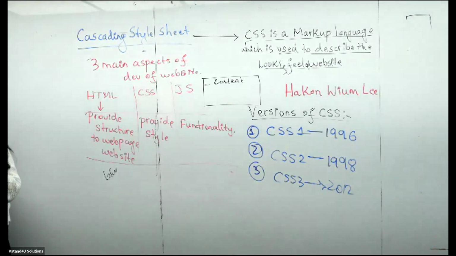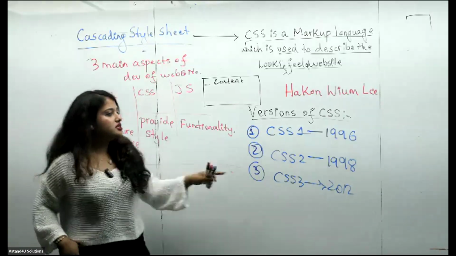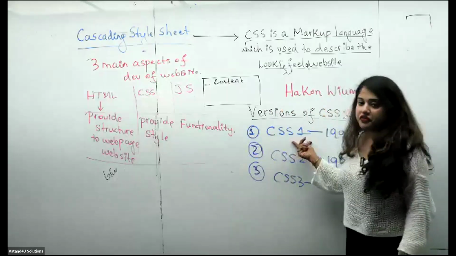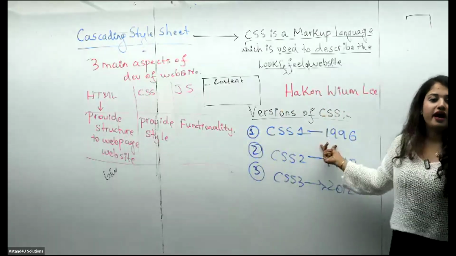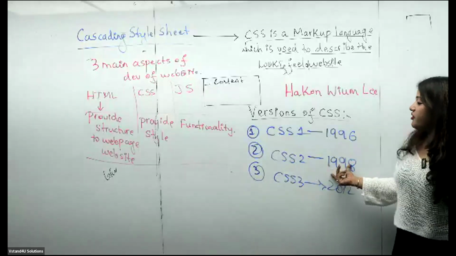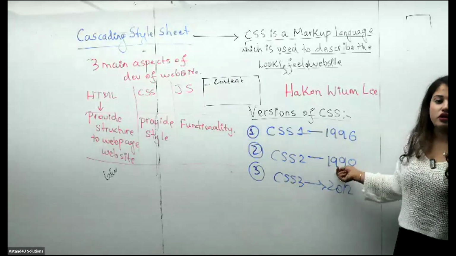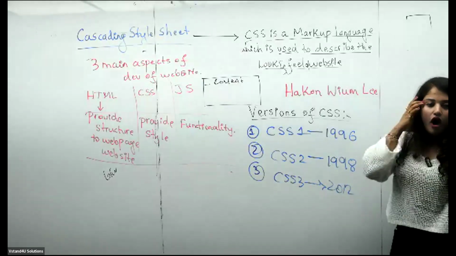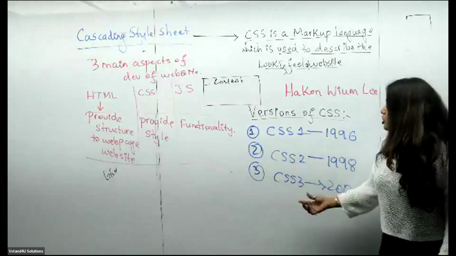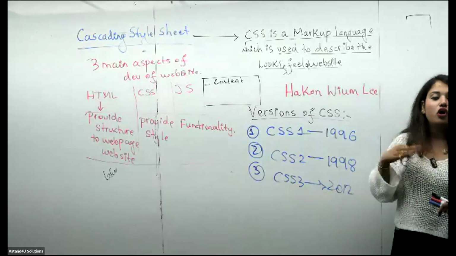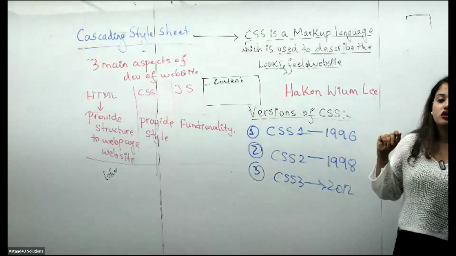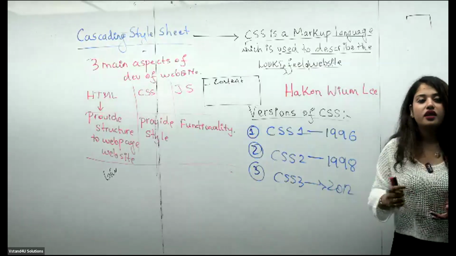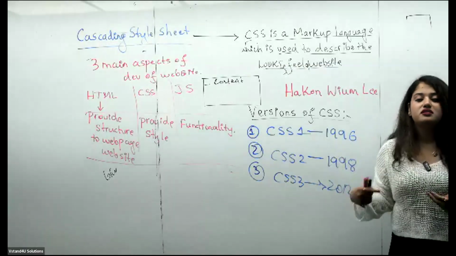What are the different types of CSS versions? CSS1 was released in the year 1996. In this one, the first feature added was some visual formatting tags. CSS2 was founded in the year 1998, with fonts and positioning. In CSS3, which was founded in the year 2012, they added media queries and some additional advanced selectors.